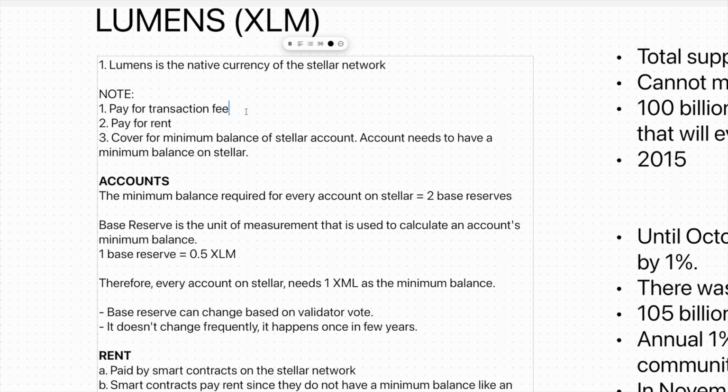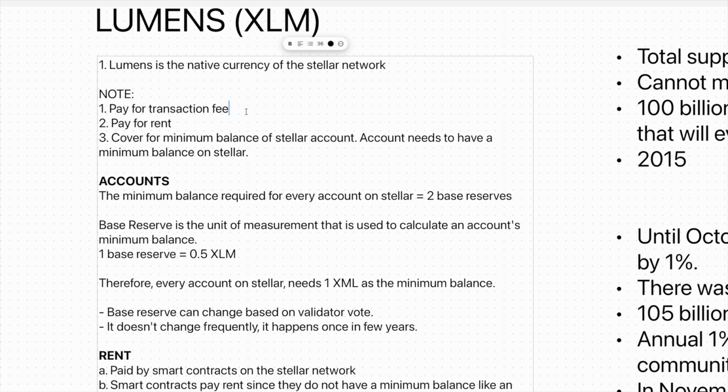So this is another thing you need to note about Lumen. For every transaction you perform, and for rent. Let me just shorten this to: you pay for transaction fees, and you pay for rent. And there's a third one that I would like to add to it.